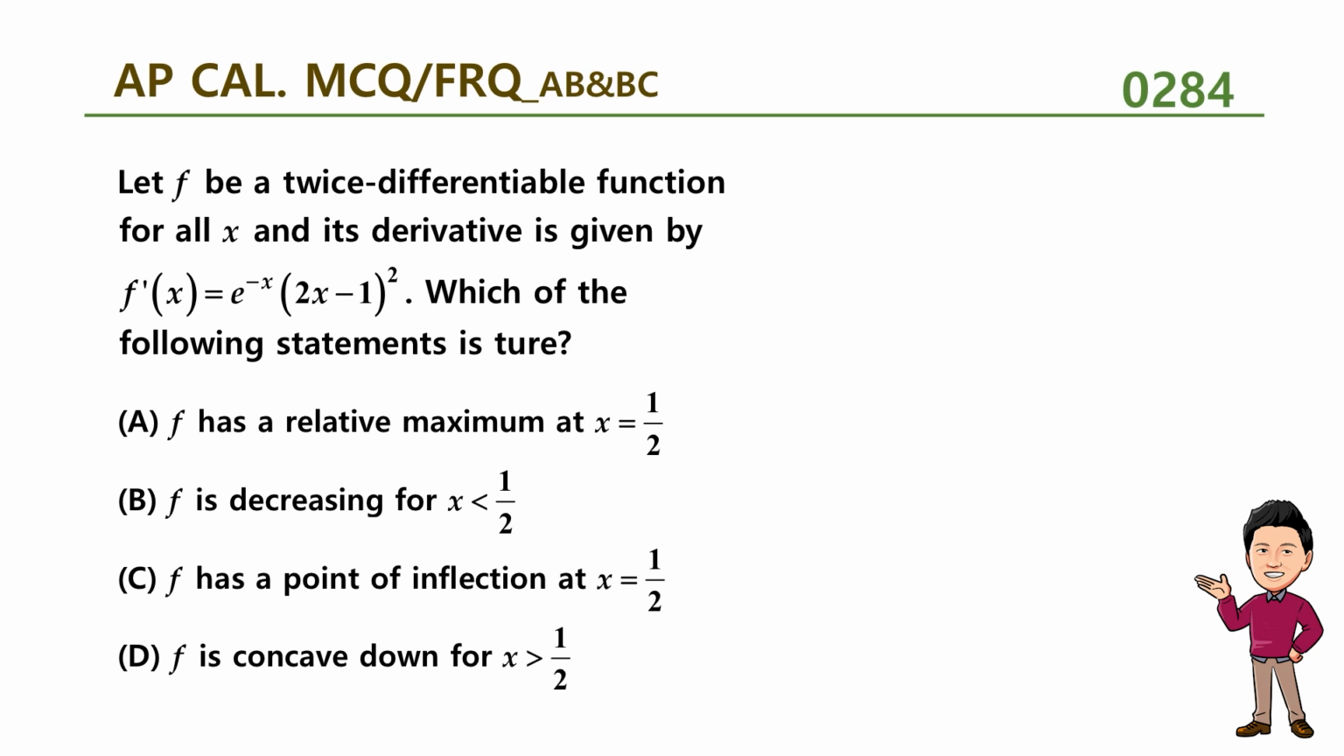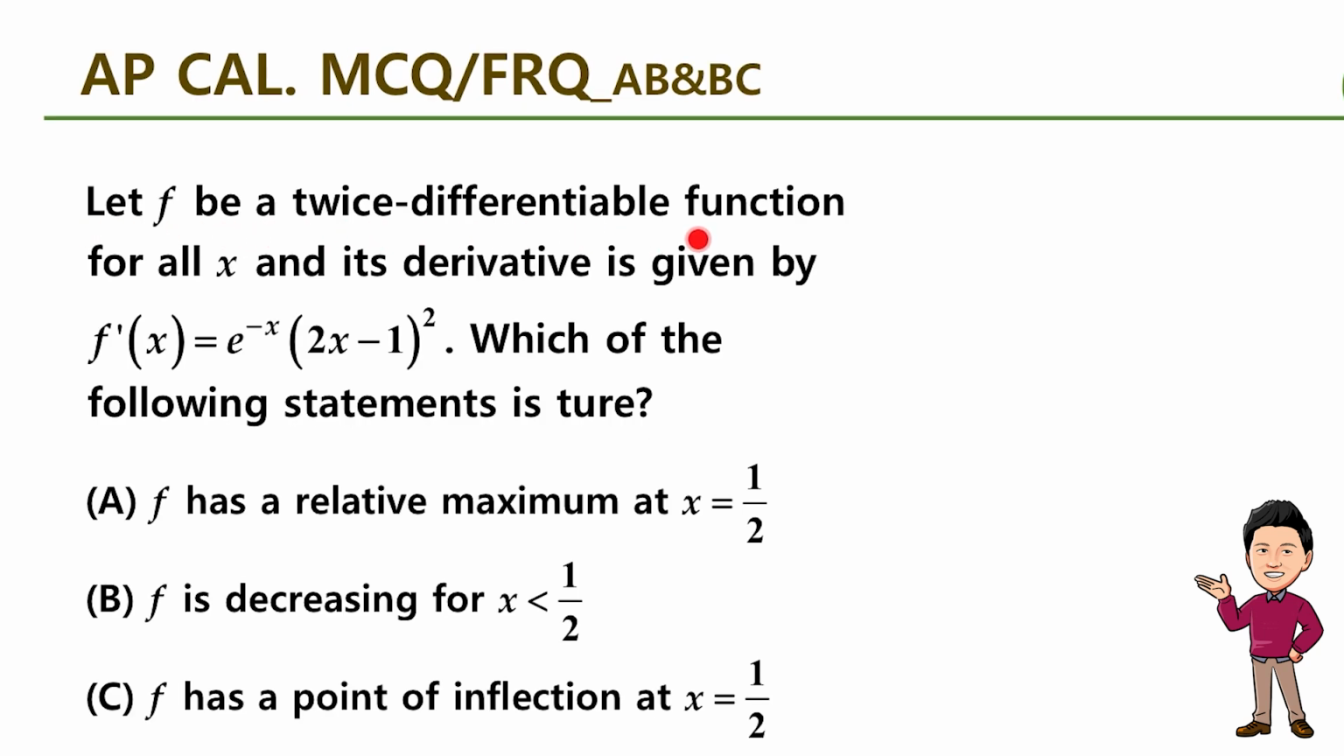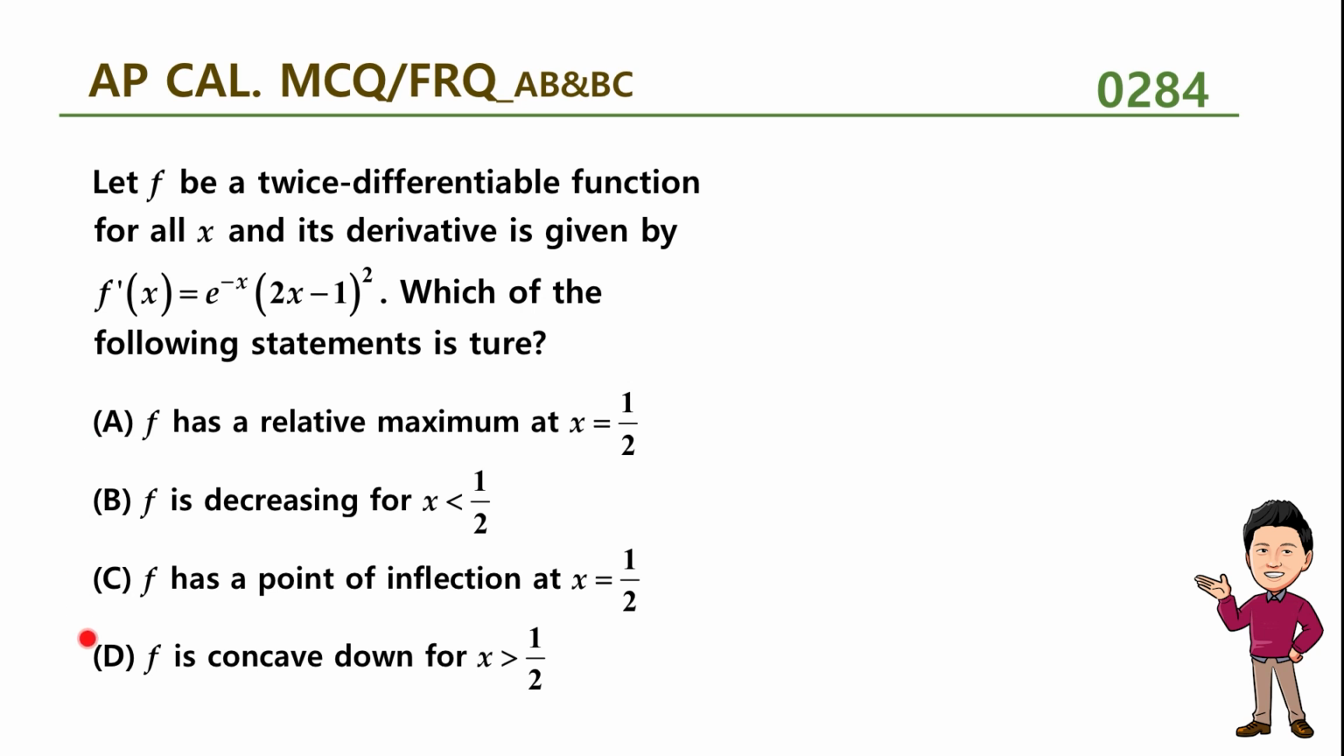Question 284. Let f be a twice differentiable function for all x, and its derivative is given by this. Which of the following is true? The answer choices mention relative maximum, decreasing, point of inflection, and concave down, right? So basically we have the first derivative test and concavity test, right?